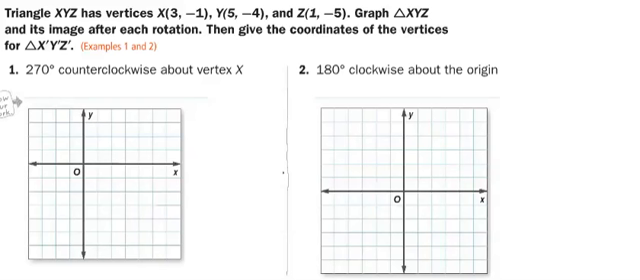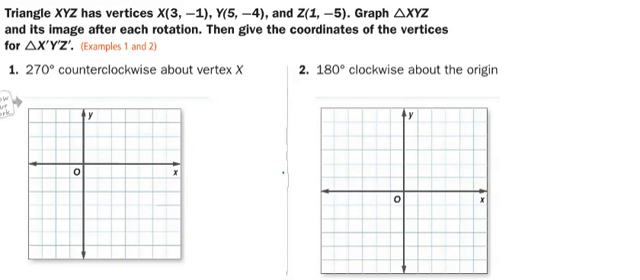Okay, so this is a similar problem to problem number 1. Same triangle, same vertices, and same purpose. We need to get the coordinates of the new rotated triangle for each vertex, which is x prime, y prime, or z prime. So in number 2, let's start by plotting that triangle xyz.